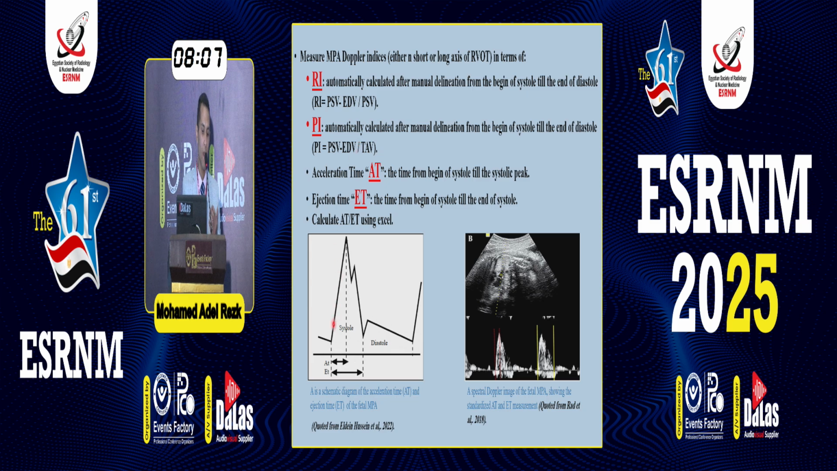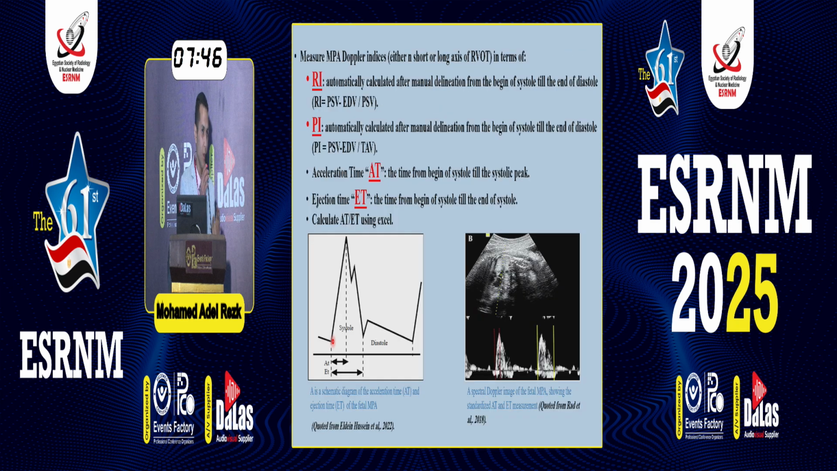So the pulsatility index and the resistive index, I think that we are all familiar with. Acceleration time is the time from the beginning of the systole to the peak systolic velocity. Ejection time is the time from the beginning of the systole till the end of the systole.